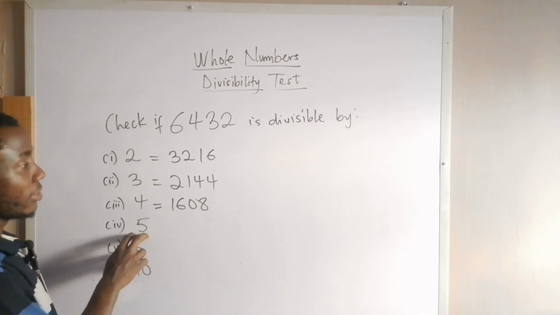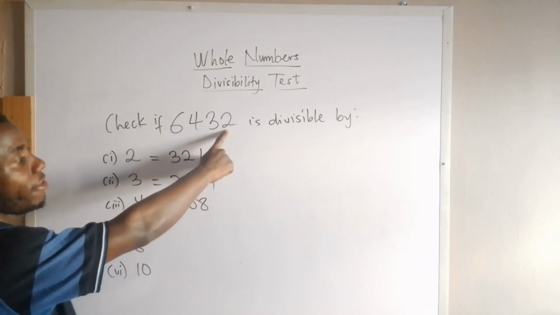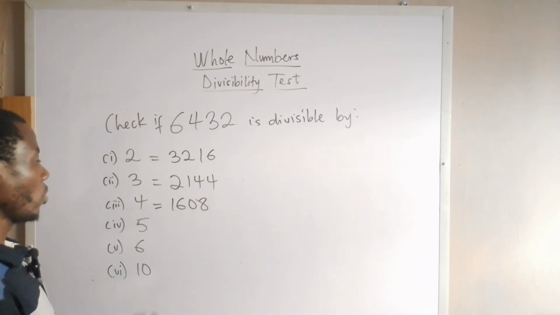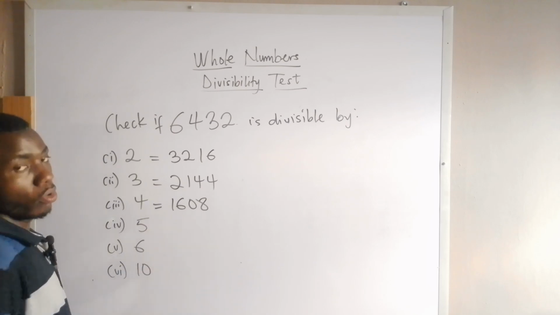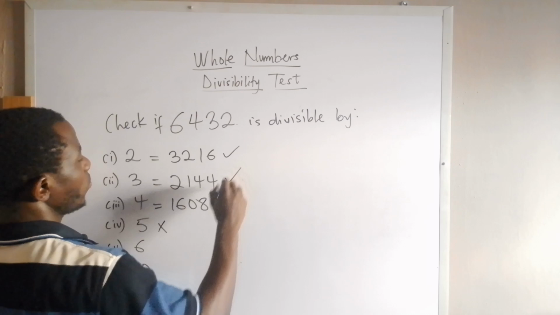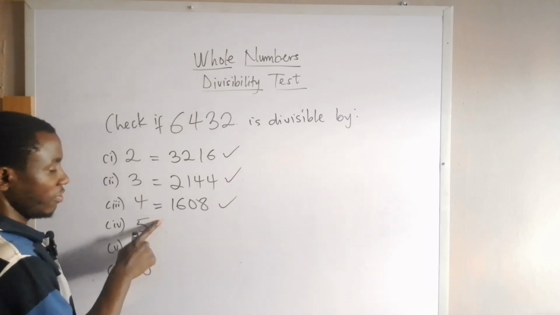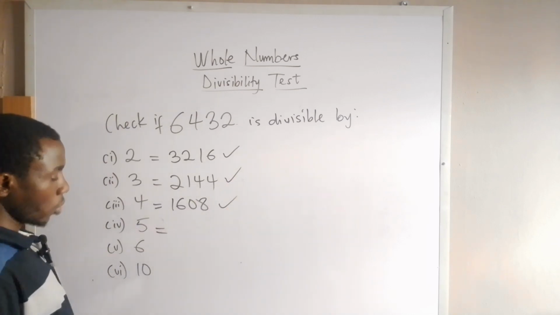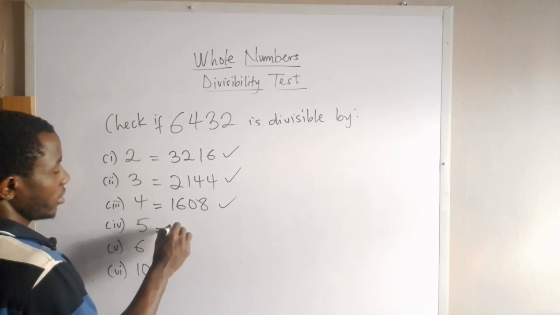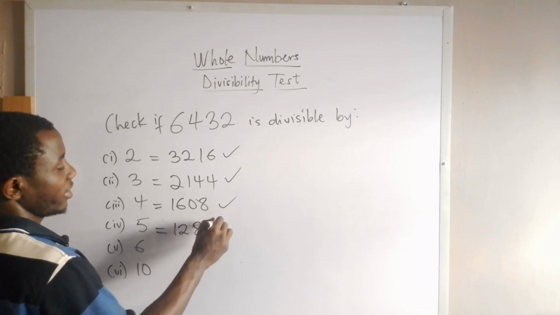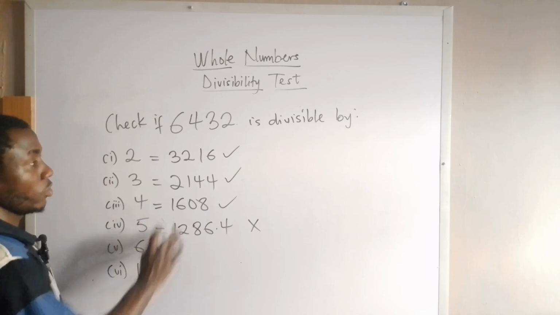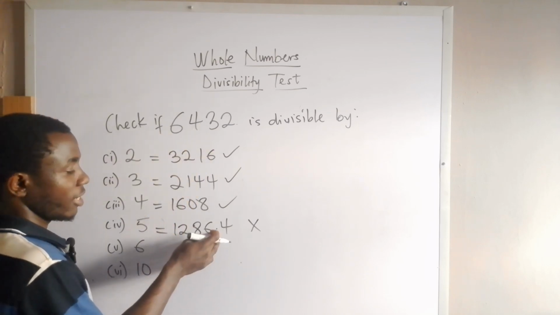Followed by 4, we have 5. For 5, the rule is the last digit should be a 0 or a 5. So in this case, the last digit is not a 0 and it's not a 5. So this number is not divisible. So we say this is divisible, this is divisible, this is divisible, and this is not divisible because the result of this is going to be a decimal, which is 1286.4. That means it's not divisible by 5. So this number is not divisible by 5 because we have a decimal fraction.